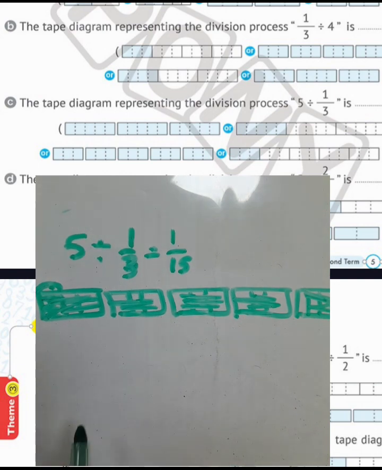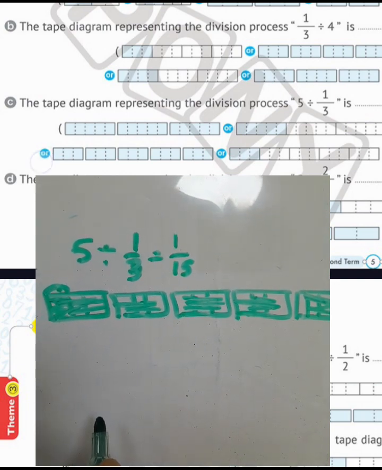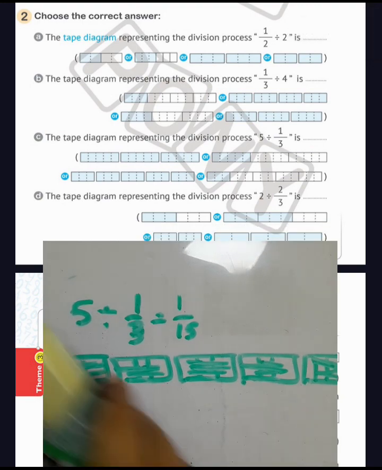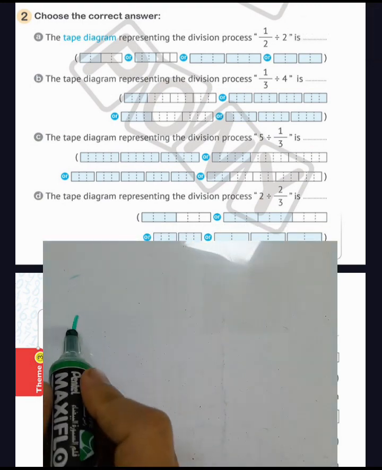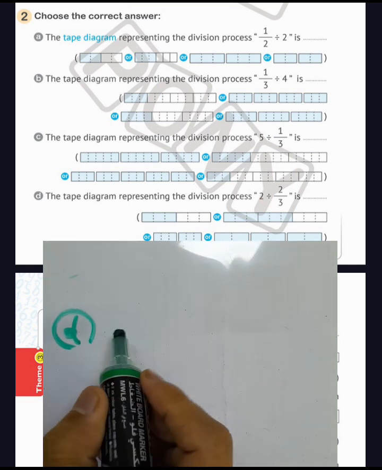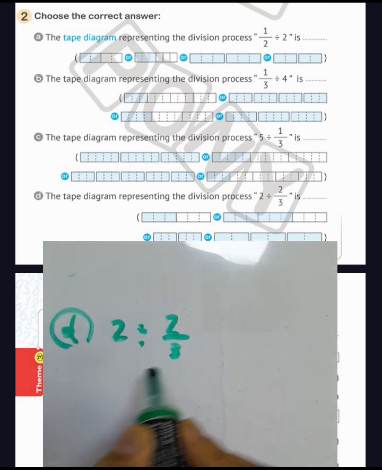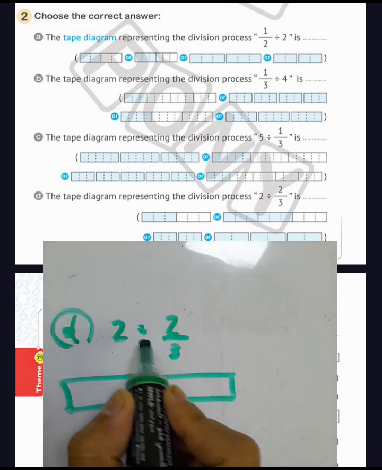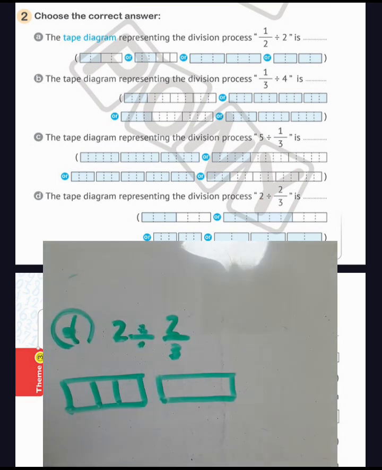Okay, this example here, about my mouse here. Choose this. Question letter D. The tab diagram which represents 2 divided by 2 over 3, then we will draw 2 models here, and divide each one of them into 3 parts. Okay, 3 parts, and color all of them.